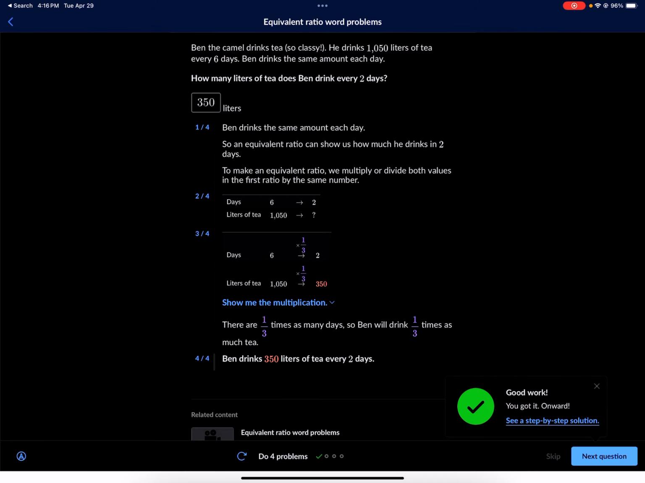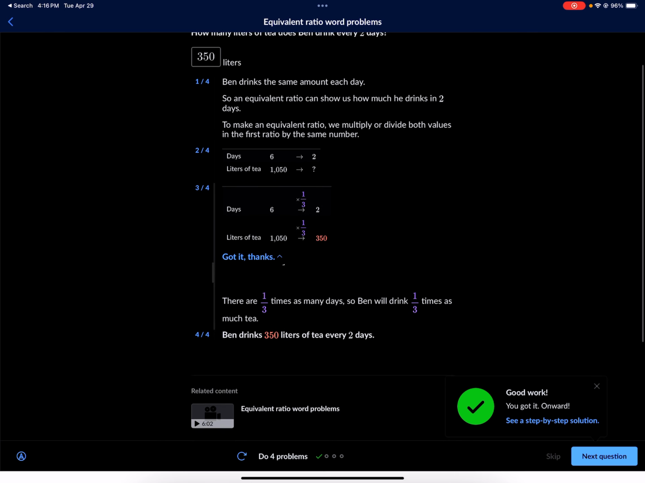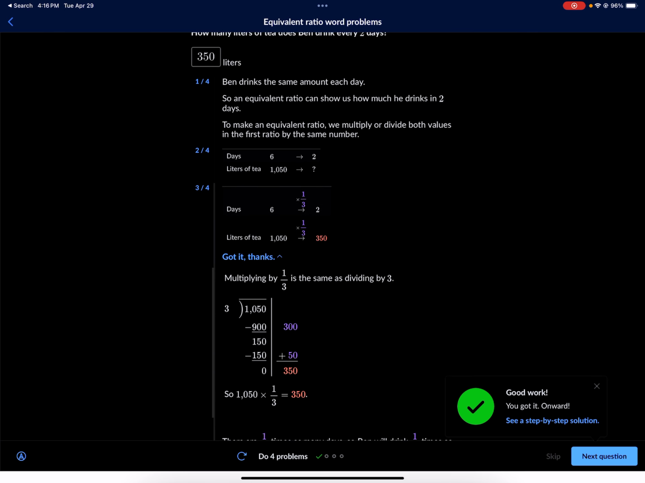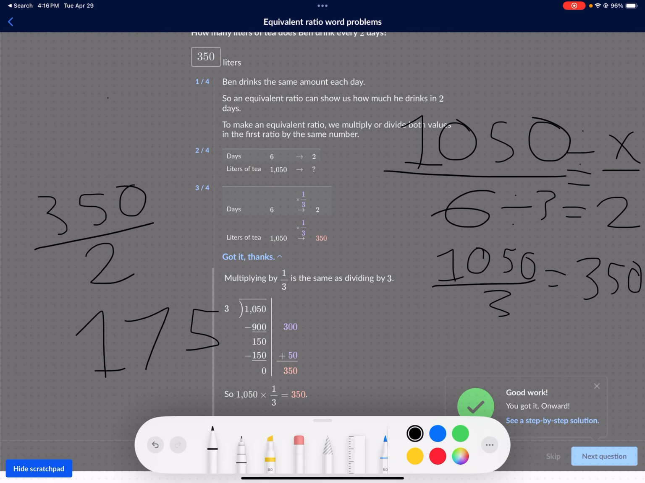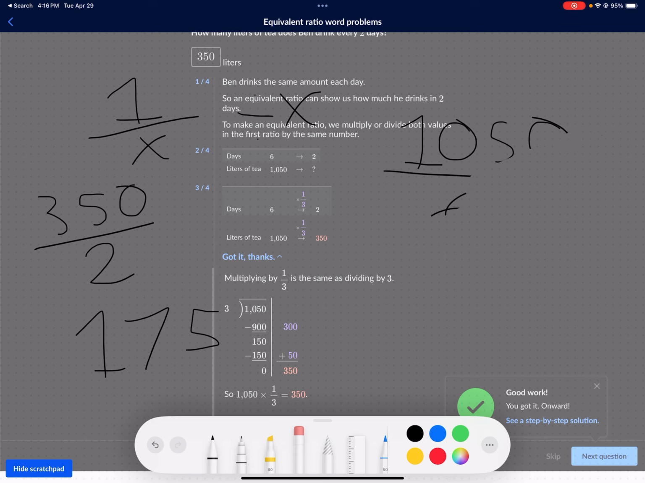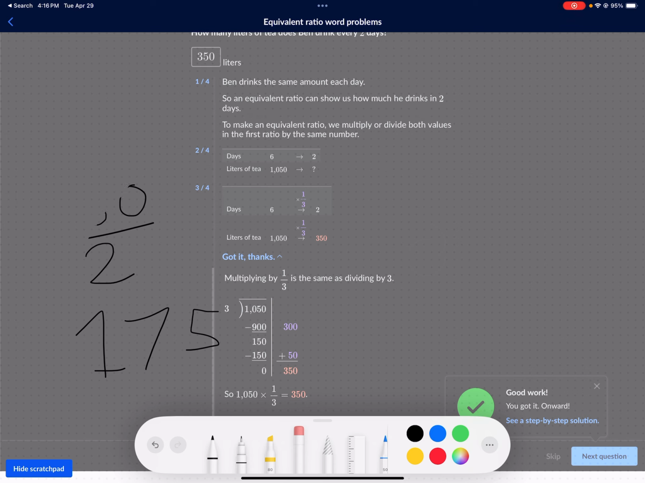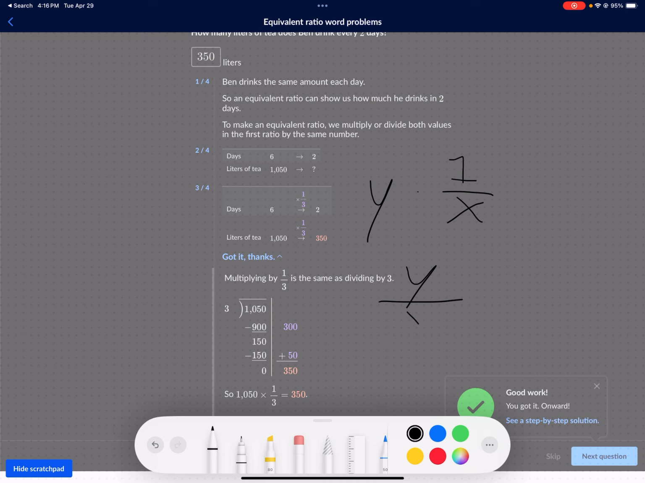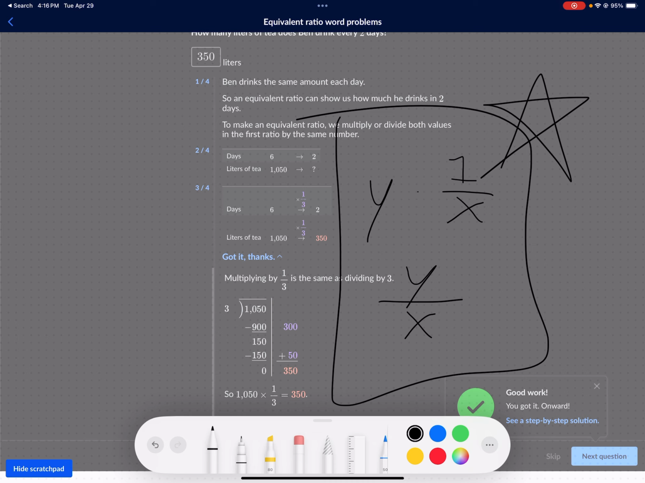Here's the step-by-step solution. Here's the multiplication. I don't know why they would multiply by 1/3. Multiplying by 1 over something is the same thing as dividing by that number. So let's just say we were multiplying y times 1 over x, that's the same thing as y over x. These are equal. Y times 1 over x is equal to y over x.